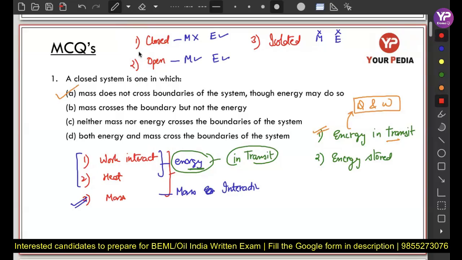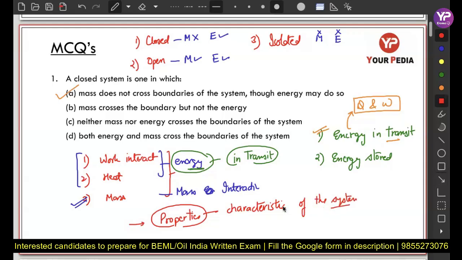Now coming back to the properties. Whenever energy interaction is taking place, either work interaction, mass interaction, or heat interaction, the properties of the system always get changed. Now, what is the meaning of property of the system? Properties basically represent the characteristics of the system. For example, pressure, volume, temperature, all of these are characteristics of the system which can be considered as properties. There are different types of property: intensive, extensive, and so on. We will cover that part in the coming questions.